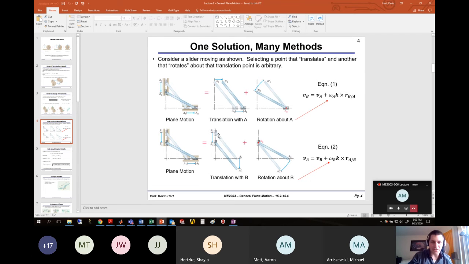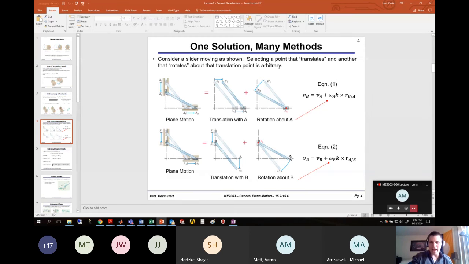Or we could think about this entire linkage as moving with a translational velocity of B. That is, A moves down with the same velocity as B, and then A has to rotate up to get into its final position here. So we could think about this rigid body motion as translation of point B and then rotation about B to get into position, or translation of A and rotation about A to get into final position.